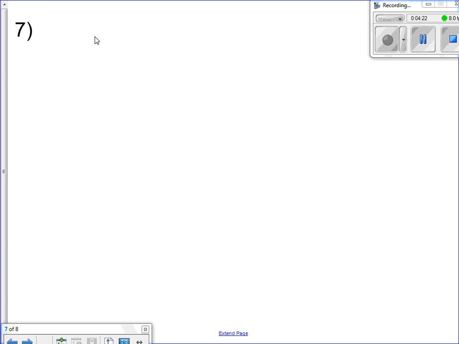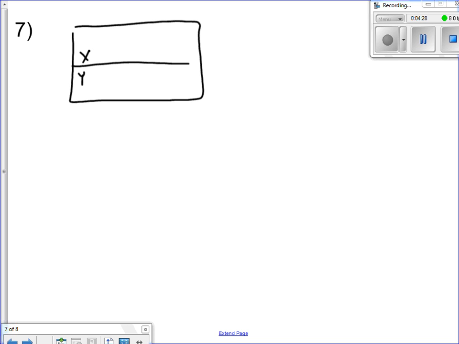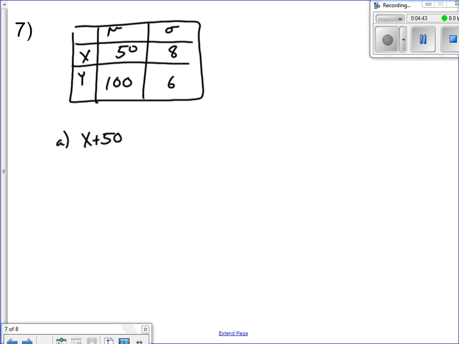So for number 7, we're going to use this table. And this is just going to be basically an exercise in knowing when it's appropriate to combine certain things and whatnot. So x plus 50. If we just add 50 to every value in x, so the expected value of x plus 50, that will cause the mean to shift up to 100. But remember, when you add, that won't affect the standard deviation. It'll still be 8. For B, 10 times y.